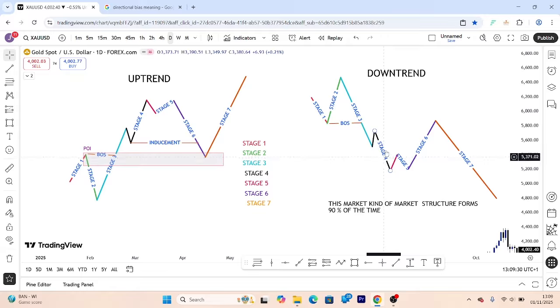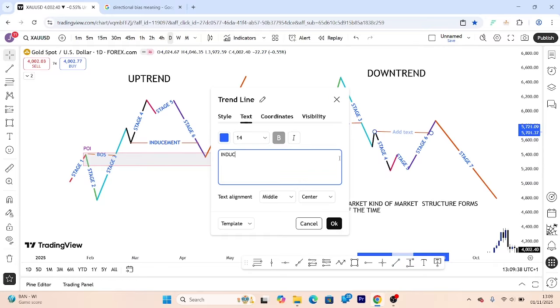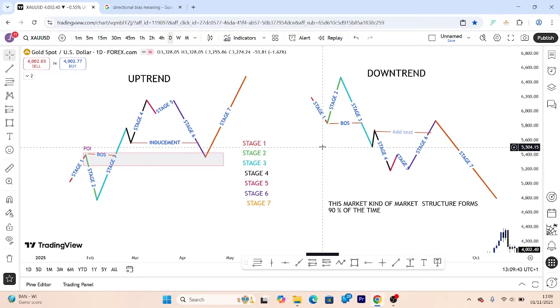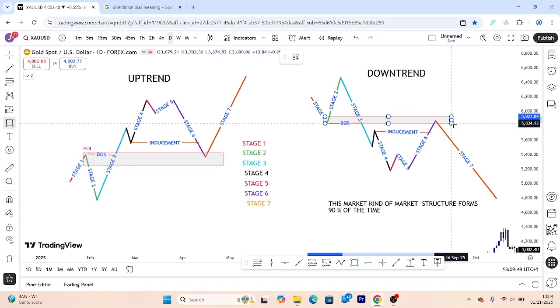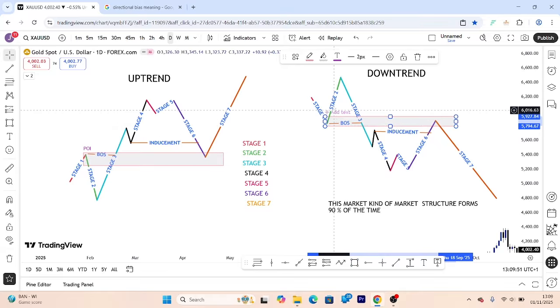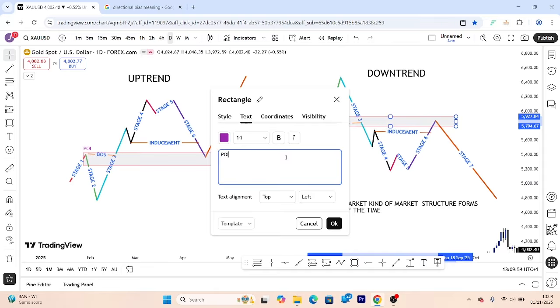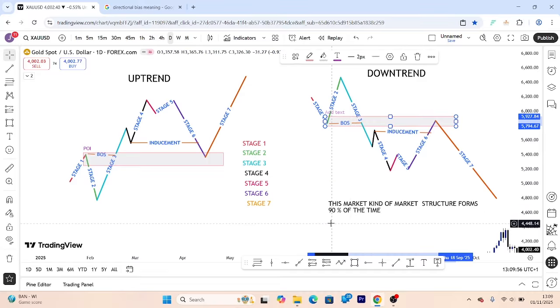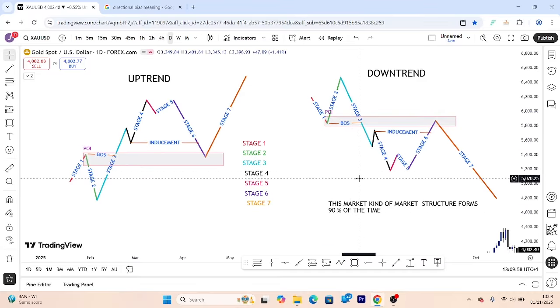Right, then here is our inducement. Then this place is our point of interest from this level here. Our point of interest. So this is it. Right.